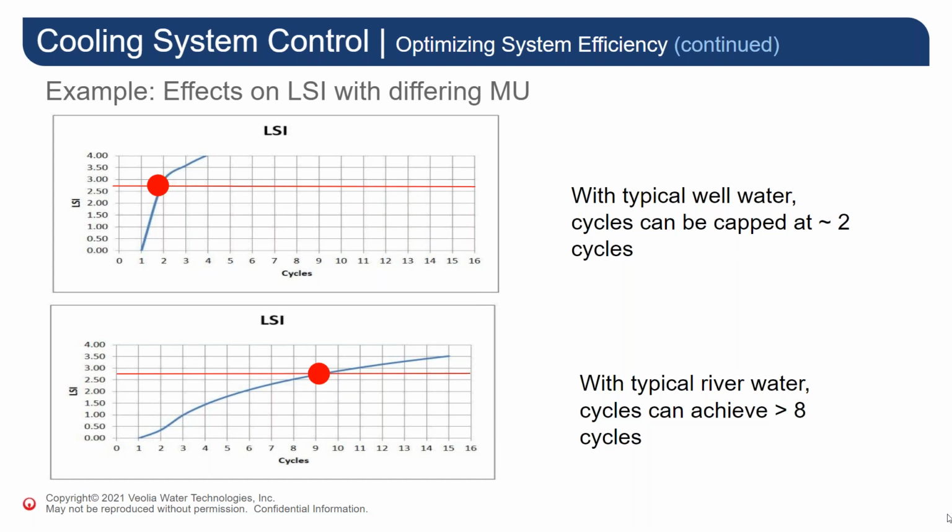In the top graph, using well water with high hardness and alkalinity, the typical max LSI is hit after only 2 cycles of concentration. In the bottom graph, however, using surface water, such as a river, which is typically lower in hardness and alkalinity, the maximum LSI that can be achieved is 9 cycles. So this clearly shows how different makeup water sources can impact maximum safe cycles, which in turn impacts the ability to reduce water and sewer cost.